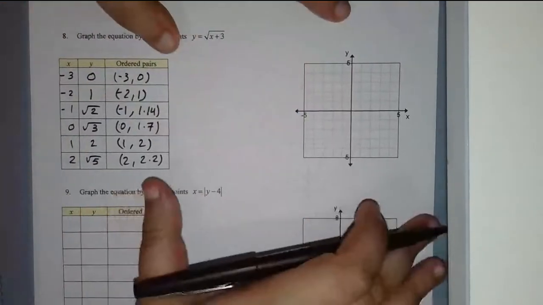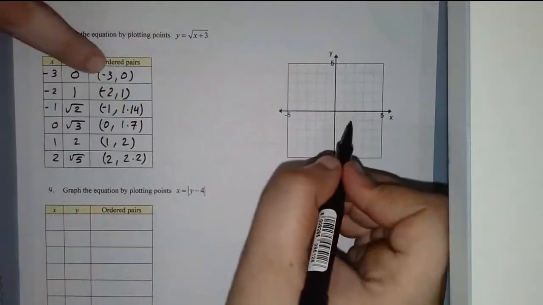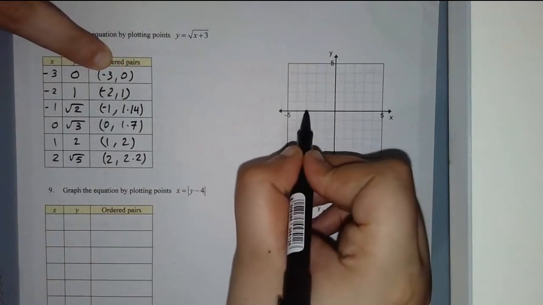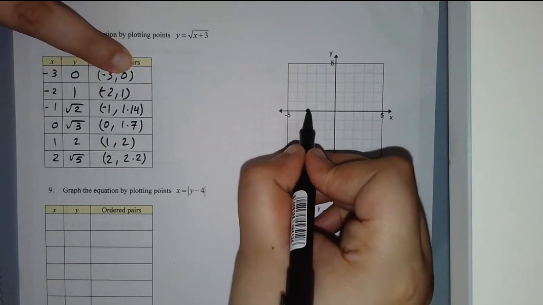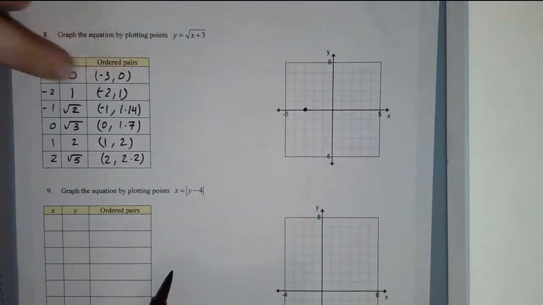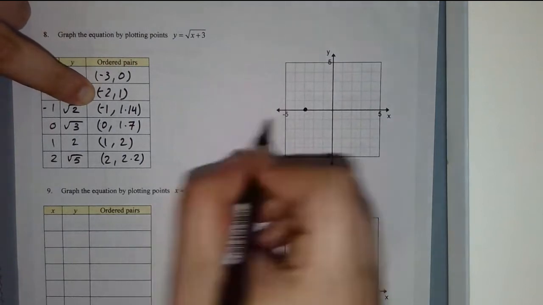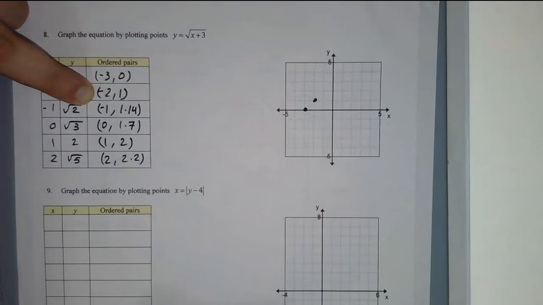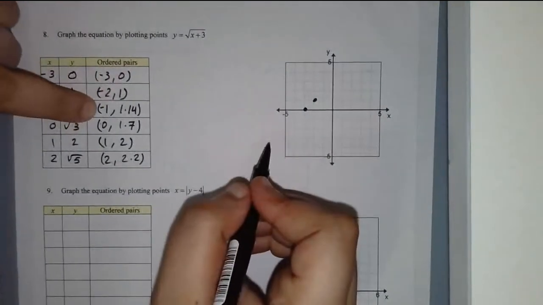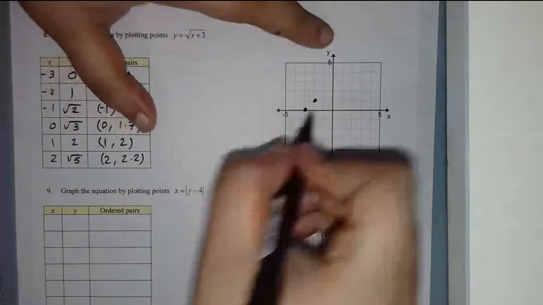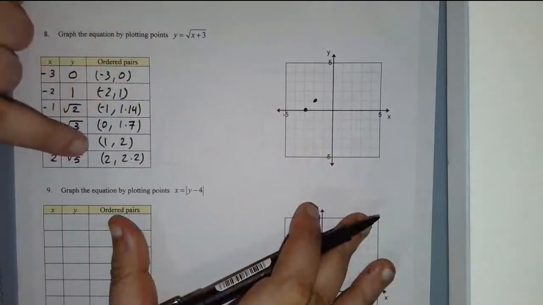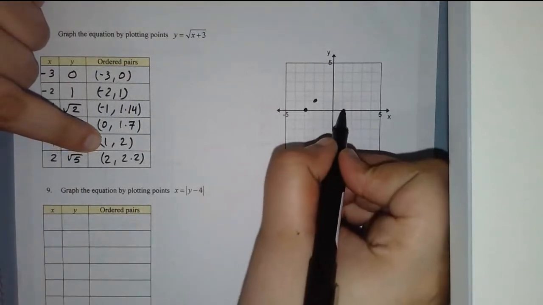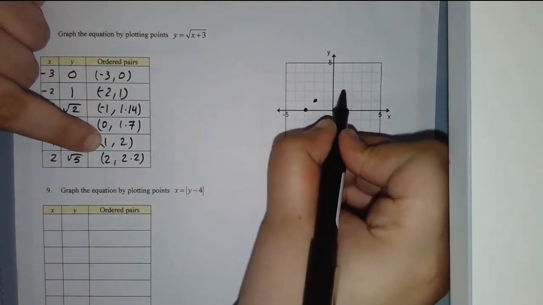Now let's plot. Okay, here we go. -3 and 0. So x is -3. We go to the negatives. 1, 2, 3. And then 0. So we stay on the axis. This is my point. Right there. All right, next one. -2 and 1. So -2, +1. Right here. Okay. Next up, -1 and 1.14. Okay. Let's skip that one a little bit and do this one first because it's solid integers. We have 1 and 2. So this is 1. This is 2 right here.